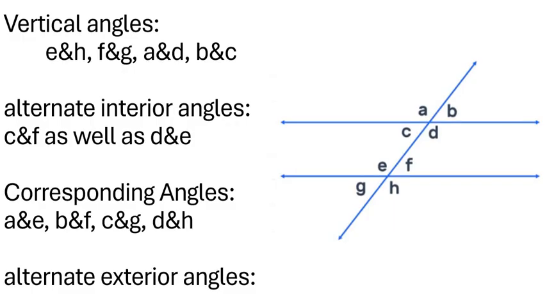And finally for this, we're going to have alternate exterior angles. These are angles that are outside of the parallel lines, or they don't have to be parallel, but outside the lines, and they're going to be on the opposite side of each other like this. So A and H is one pair, and the other pair would be B and G.